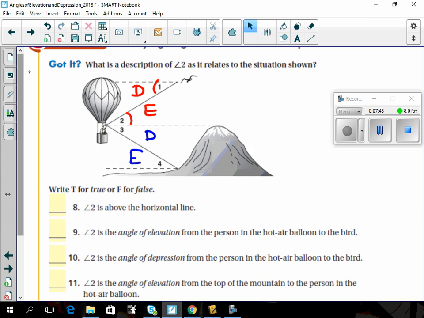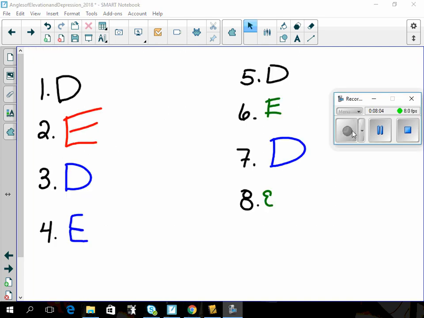So what I'm going to do is I'm going to pause the recording for just a second, and I'm going to pass something out, and I want you to do the first 8 problems. And literally, it's just, is it depression or elevation? You're just making that decision, nothing more than that, okay? All right, so I agree with your answers. Looks good. We understand the difference between elevation and depression.